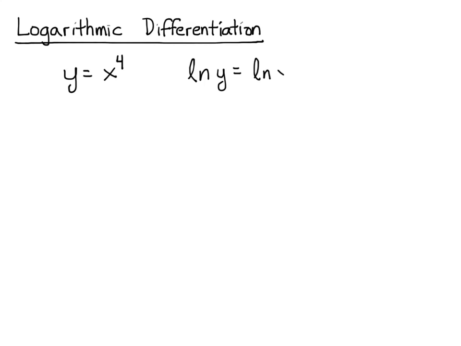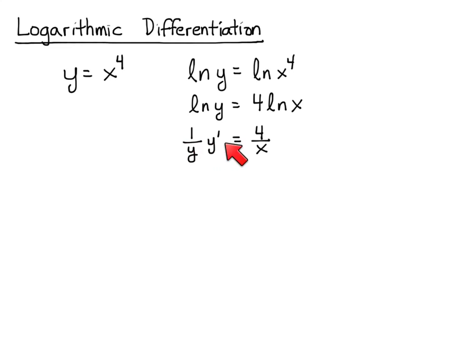Okay, so first thing we're going to do is we take the log of both sides. And then I'm going to take out that fourth now as a coefficient in front of the log of x. And now what I'm going to do is implicit differentiation. The derivative of the log of y is 1 over y times the derivative of y, right? That's by the chain rule. The derivative of 4 log of x is just 4 over x. Now, just like we do with implicit differentiation, I'm going to solve for y prime.